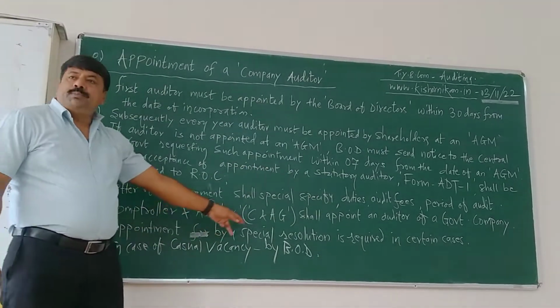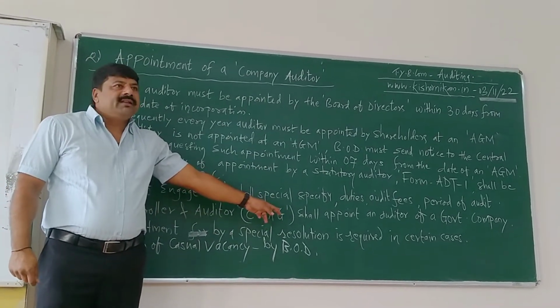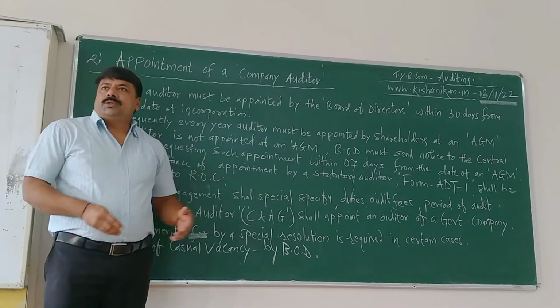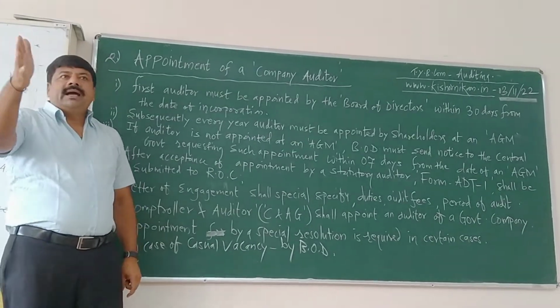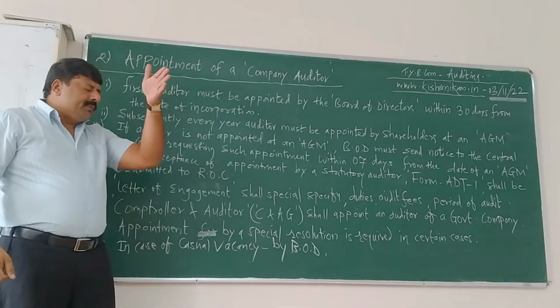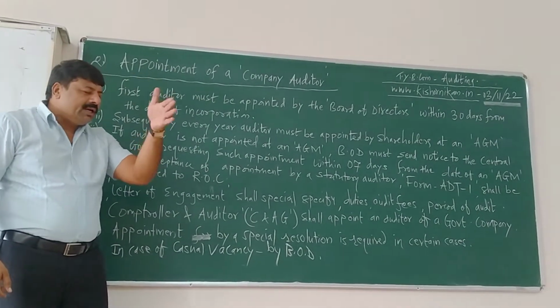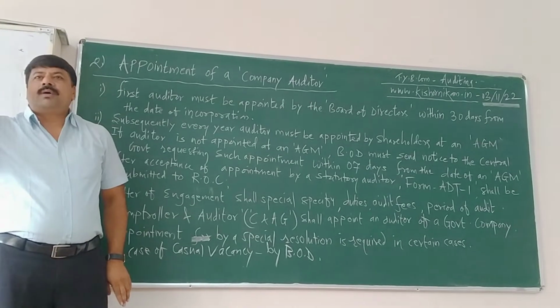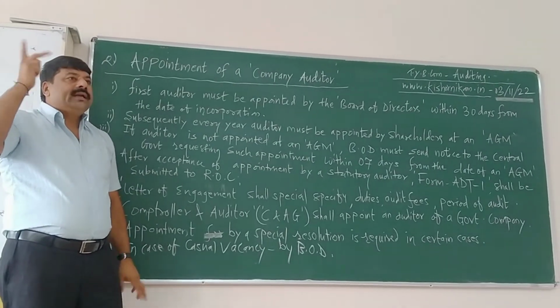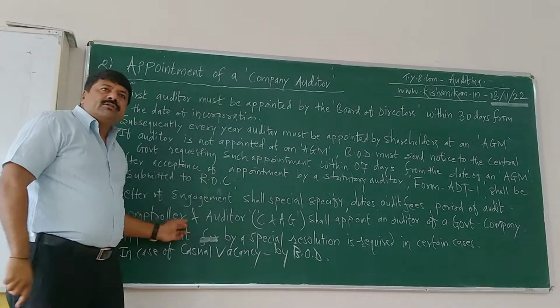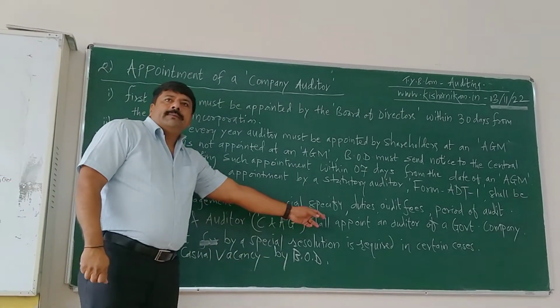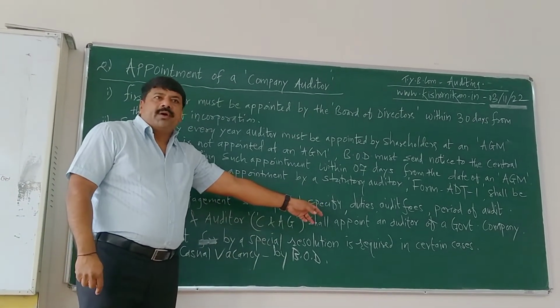Then appointment by special resolution is required in certain cases. What is a special resolution? The resolution which has been passed by not less than 3/4, meaning 75% of the majority of the quorum of the meeting, is called a special resolution. So there are certain companies in case of which a special resolution is required for appointment.